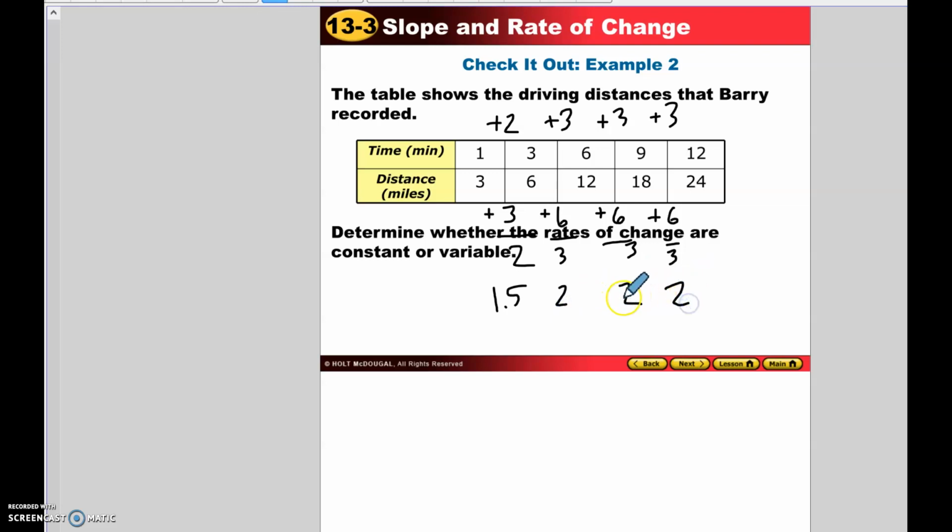Okay, it's the same here, but this one ruins it. So since this one is not the same, it will not be constant, it will be variable. And if I graph it, it will be not a straight line here, but then straight after that. So we call it variable if even 1 point ruins it. Okay?